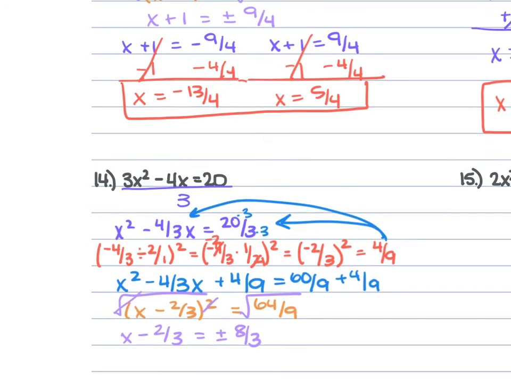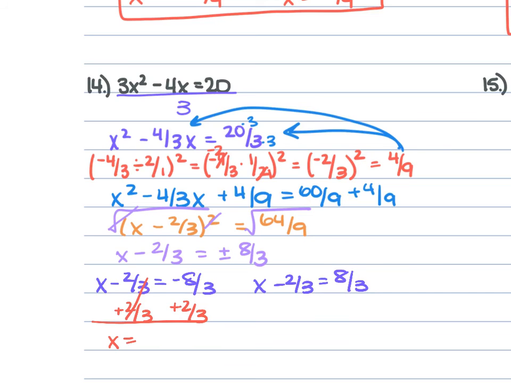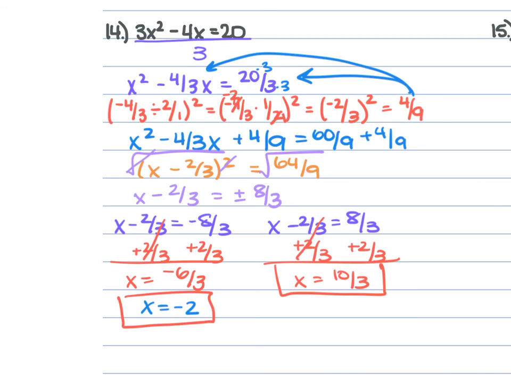So again, I'm going to turn this into two equations. So I'm going to have x minus 2 thirds is equal to negative 8 over 3, and x minus 2 thirds is equal to positive 8 over 3. I add that 2 thirds to both sides. I'm going to have x is equal to negative 6 over 3, which is equal to negative 2. And I'm also going to add the 2 thirds over here to get x is equal to 10 over 3. So x is equal to 10 over 3 and x is equal to negative 2.